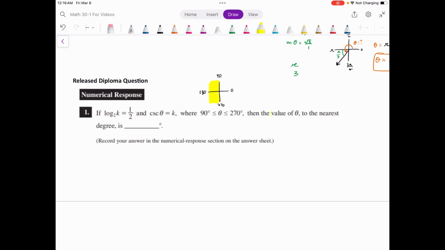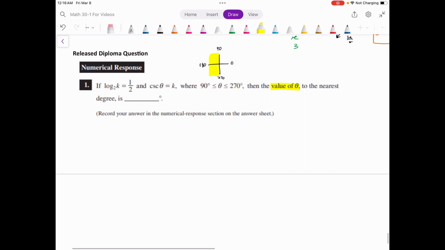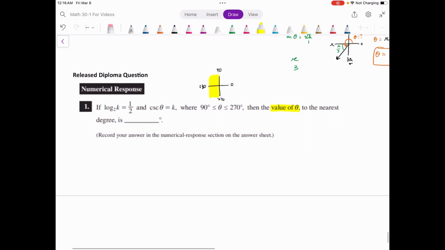Then what is the value of theta to the nearest degree? Okay, well, let's think about this. If log base 2 of k is 1/2, and the cosecant of theta is equal to k, how can we figure this out? Well, we're going to need to know k. If we knew what the ratio was, we could do all the stuff we just did to figure out what the angle is. But we don't know what cosecant of theta is. So maybe here we can figure something out.